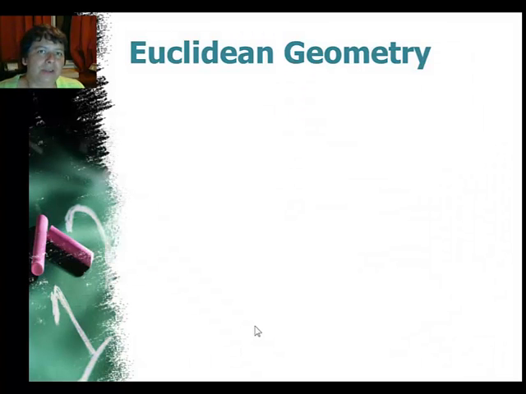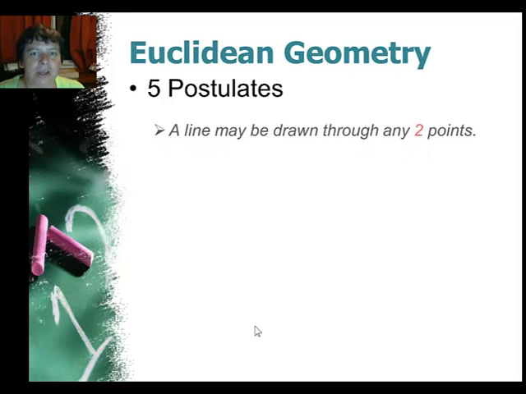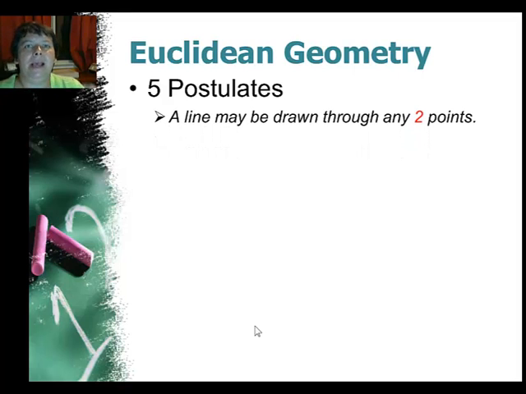Now, Euclidean geometry started with 5 postulates. The first postulate, and we've already explored this one, is that a line can be drawn through any 2 points. So I can imagine a string connecting the 2 points. If I move the point, I can still connect it with a string. Maybe the length of the string will get longer, but any 2 points can always be connected with a string, which would represent the line.